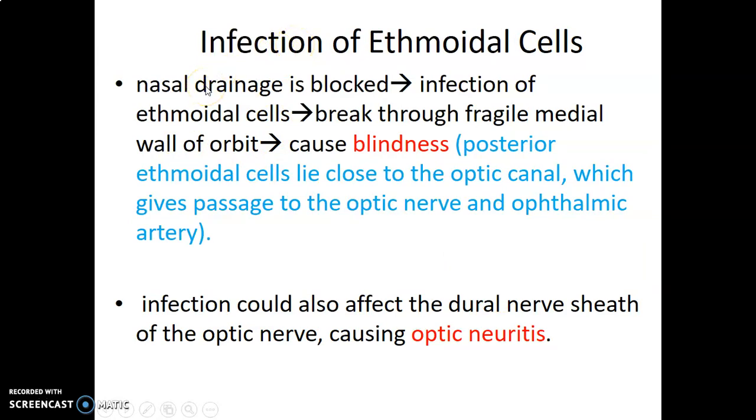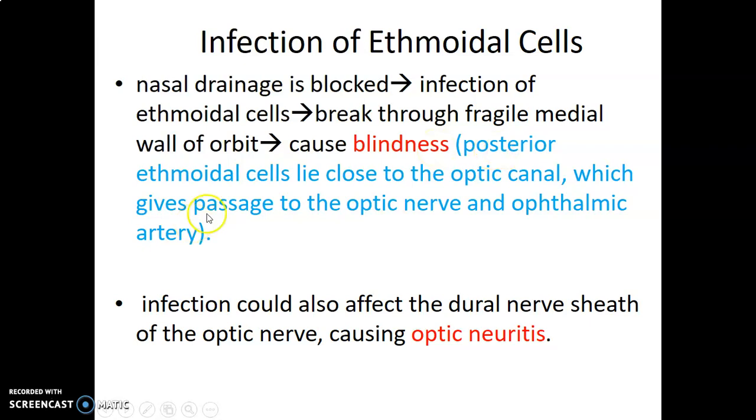So you can have infection spreading. If the drainage of these paranasal sinuses, or rather the drainage of the nose, is obstructed, you'll have infection of the ethmoid cells, and this can break the wall of the orbit. Remember, the ethmoid cells are separated from the orbit by a very thin wall. So if infection spreads from the ethmoidal air sinuses due to obstruction in the nose, this infection can get to the orbit and it may lead to blindness.